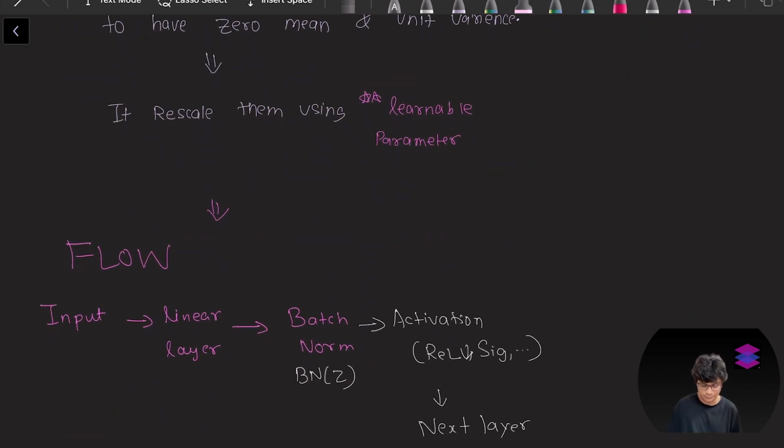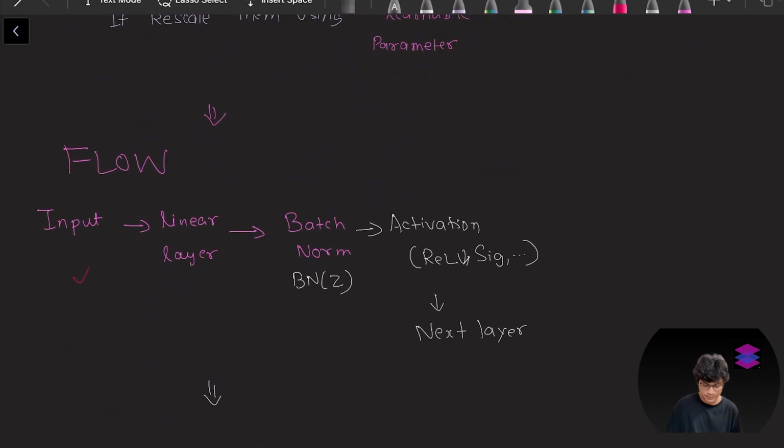So this should be the flow: this is your input, this is your hidden layer, which is your linear layer, and we are supposed to do the batch normalization over this summation part, and then give it to the activation function, and then it will proceed to the next layer. I hope you get the flow.